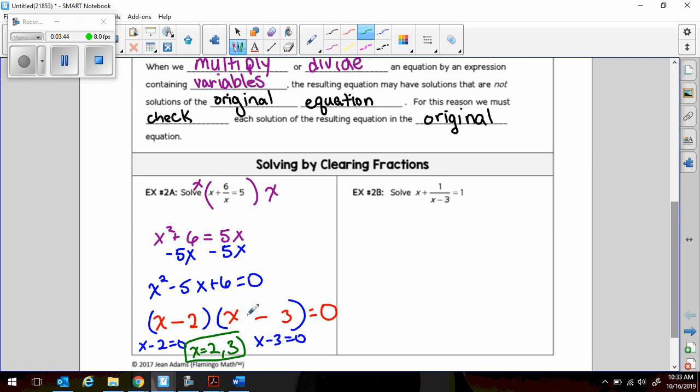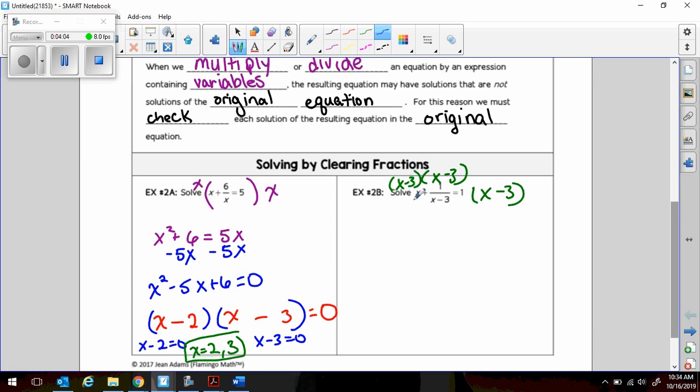Okay, we'll try this one real quick. The denominator, there's only one denominator, is x minus 3, but this time we're multiplying by a binomial. X minus 3 is 2 terms. The binomial, x minus 3, and the x times x minus 3. Everything has to be multiplied by the denominator, x minus 3.